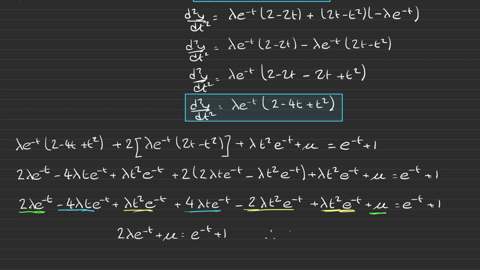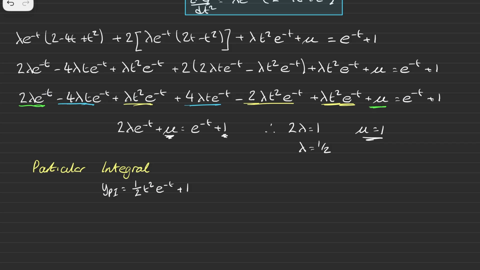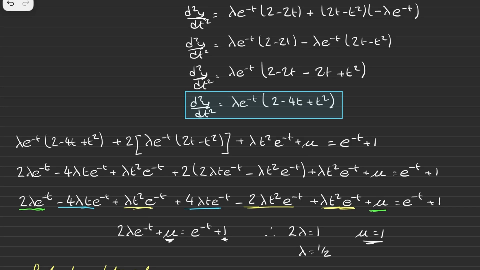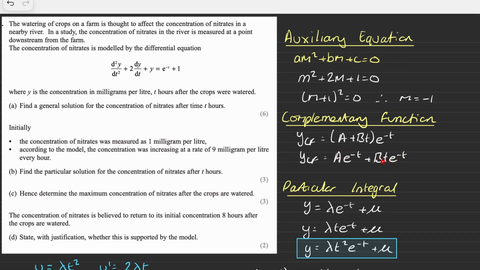So therefore, the 2 lambda must equal 1. So lambda will equal 1/2. And the mu is a constant that must equal 1. Okay? So now we've got the values for lambda and mu, we can substitute them back into the particular integral. So our particular integral will be 1/2 t squared e to the negative t plus 1. So now if we combine this with our complementary function, we can put them together to give us our general solution.